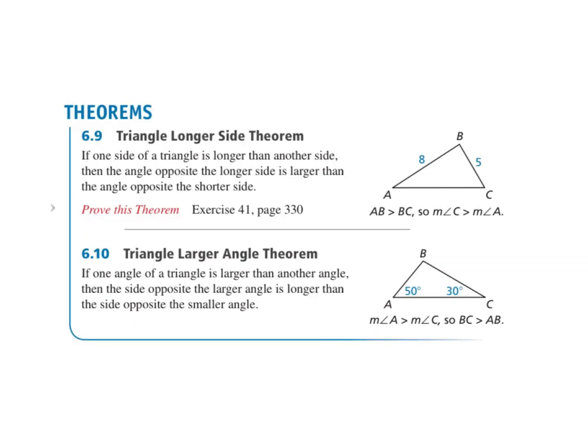Okay, so a couple other things we have to note. Longer side theorem. Whichever side is longer, it is opposite the larger angle. So 8 is bigger than 5, so angle C must be bigger than angle A. Okay, and then larger angle theorem. So we have a larger angle here, so it must be opposite the larger side.